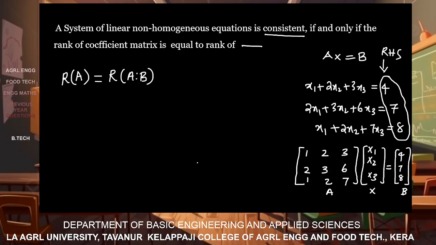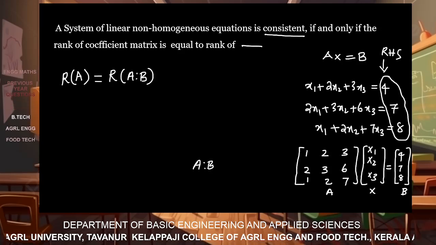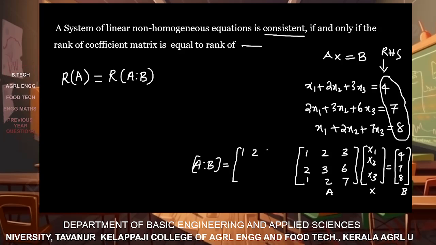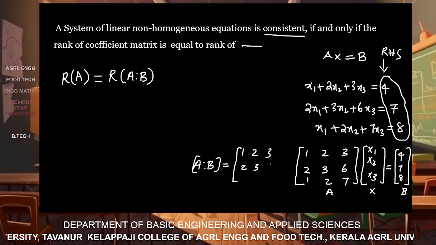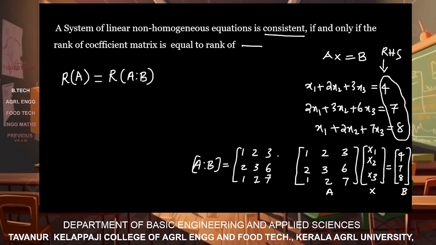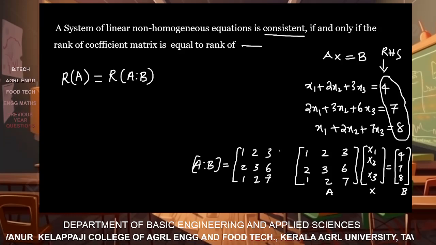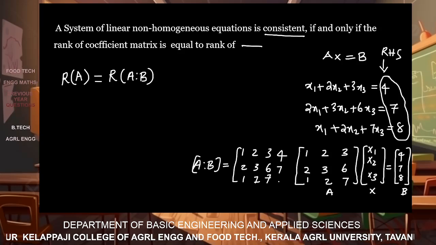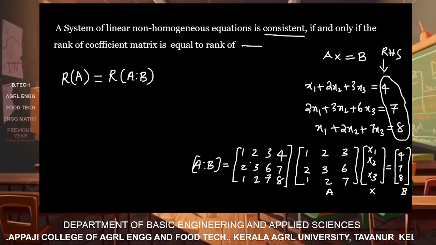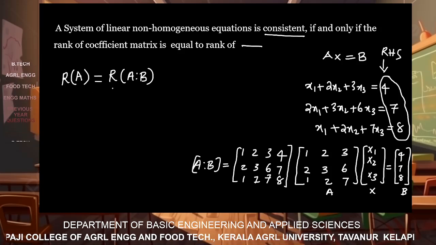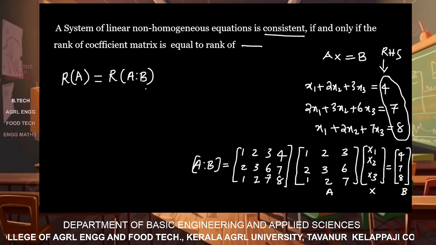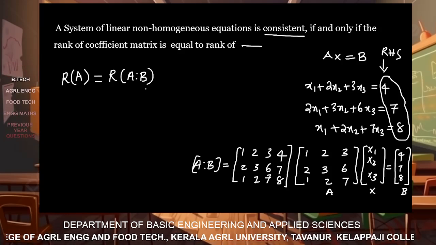For this example, the augmented matrix is the matrix 1, 2, 3, 2, 3, 6, 1, 2, 7, and as the fourth column we will add the right hand side 4, 7, 8. This bigger matrix is called the augmented matrix. If rank of A is the same as rank of AB, then it is a consistent solution, that is, there exists at least one solution.